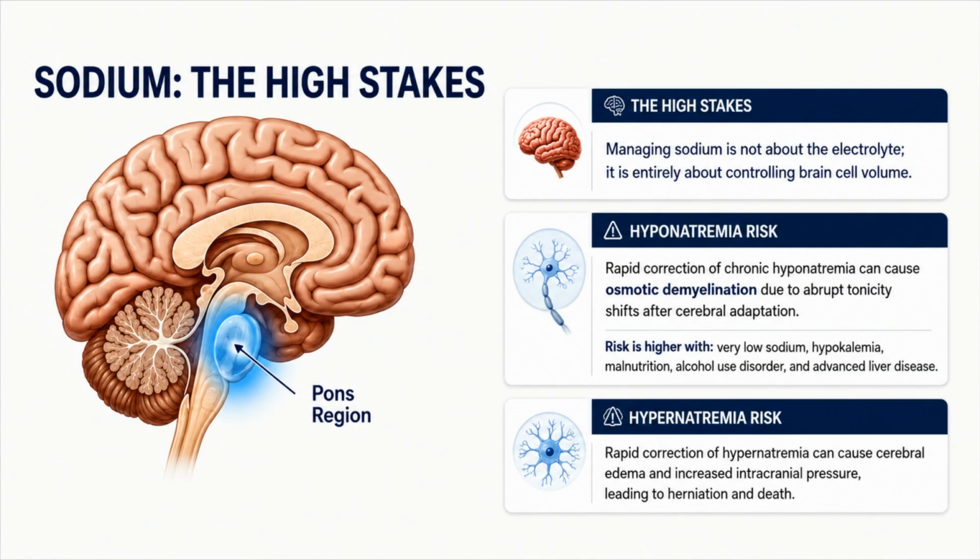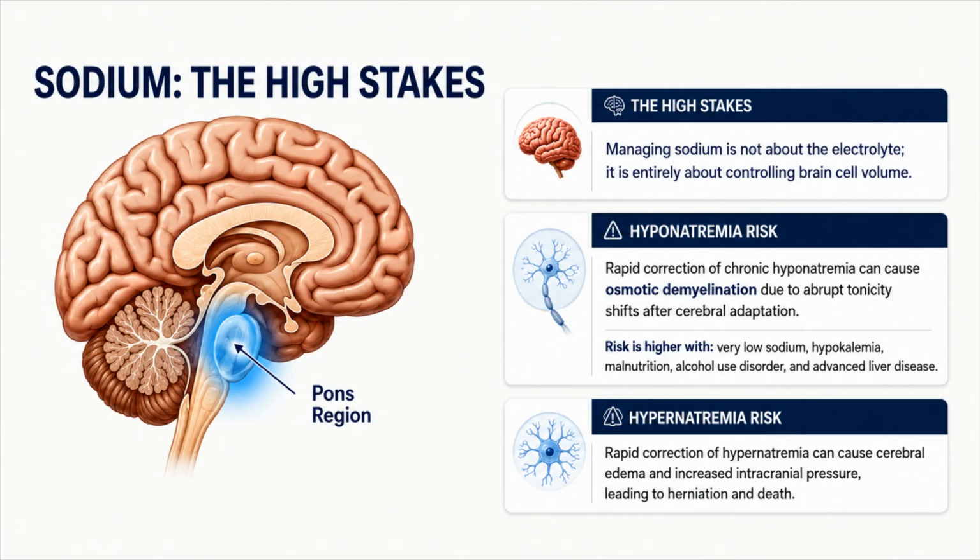Sodium management is really brain water management. The number matters because it reflects tonicity and brain cell volume. In chronic hyponatremia, brain cells adapt by losing osmolytes. If serum sodium rises too quickly after that adaptation, water shifts out of brain cells and osmotic demyelination can occur, classically involving the pons but not limited to it. Risk is higher with very low sodium, hypokalemia, malnutrition, alcohol use disorder, and advanced liver disease.